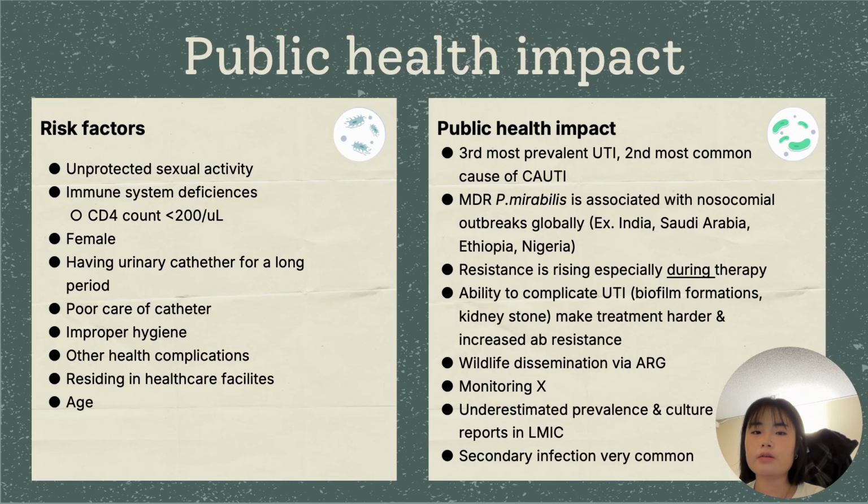And resistance can also be disseminated in the soil and water, and even through wildlife animals, through ARG and mobile genetic elements. Therefore, wildlife's role in spreading resistance to antimicrobials has become a main topic of interest for researchers. And continuous monitoring isn't happening. Prevalence is underestimated, and culture sensitivity reports are lacking in low and middle income countries. Secondary infection is very common and they can spread to other organs. Continuous surveillance is necessary to monitor resistance patterns and guide treatment decisions.